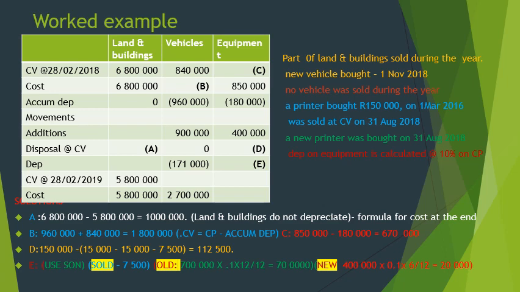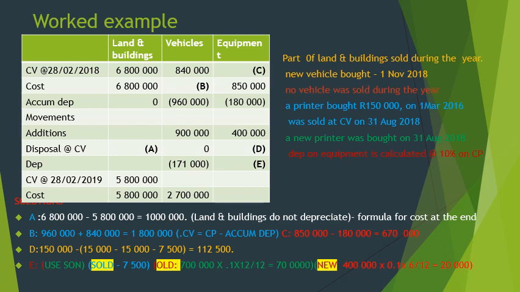One thing with land and buildings, you have to know land and buildings do not depreciate. That is a very important point. Land and buildings do not depreciate. So our cost at the beginning is equal to carrying value, 6,800,000. Our cost at the end is equal to carrying value at the end, 5,800,000. We are to calculate A.